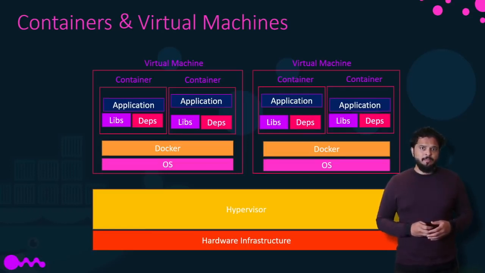But remember that in this case, we will not be provisioning that many virtual machines as we used to before, because earlier we provisioned a virtual machine for each application. Now you might provision a virtual machine for hundreds or thousands of containers. So how is it done?